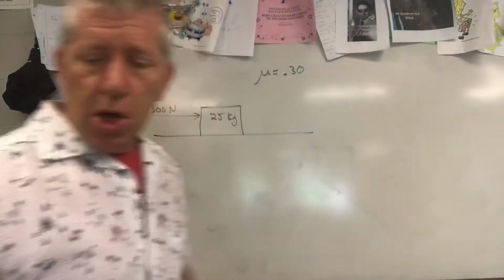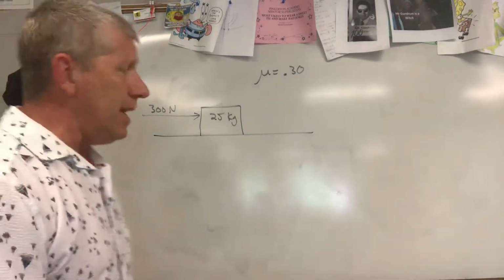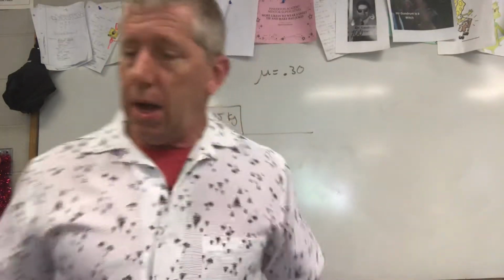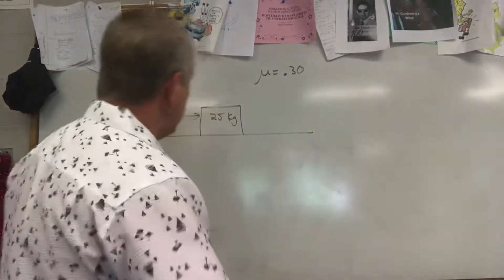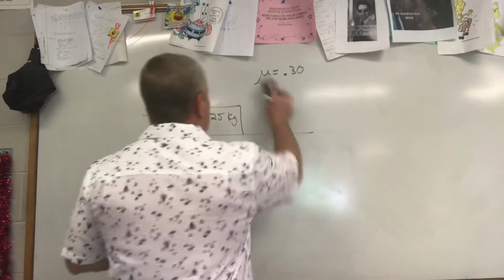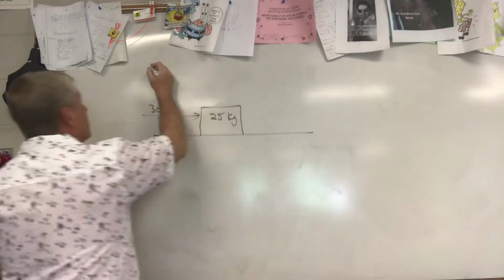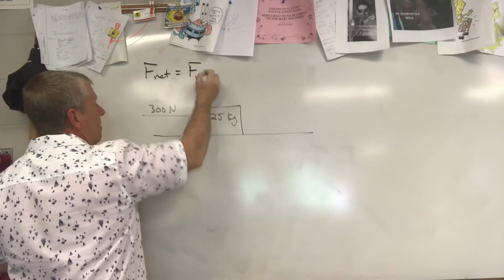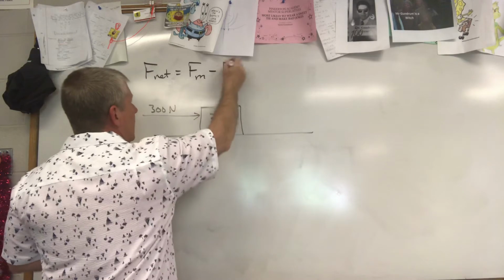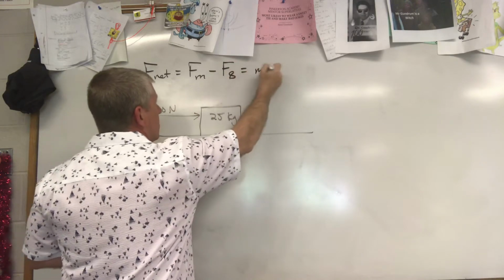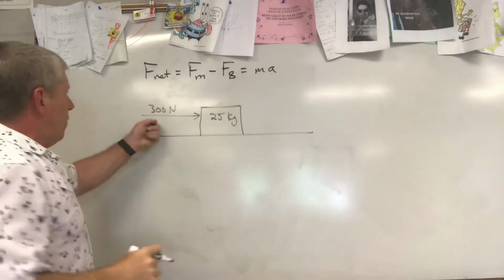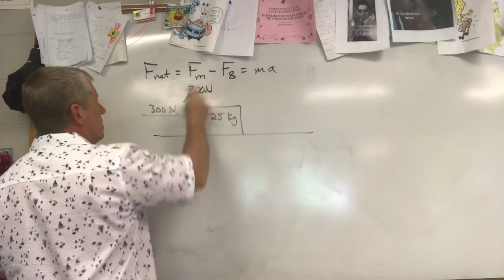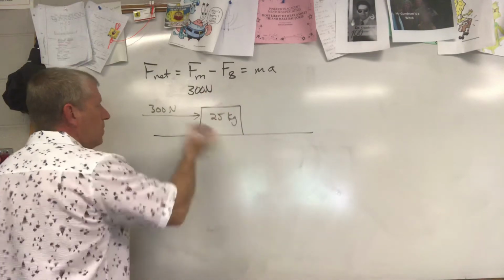All right, here we go. I erased my equation again. It's just a habit. I'll put it here. F net equals F move minus F back equals ma. We need that. Force making this move: 300 newtons. Force holding it back: well, what's going to hold the box back?